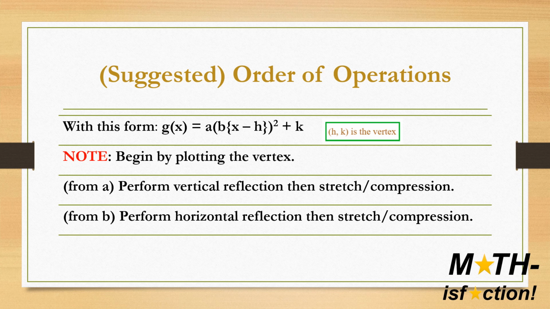Here's the suggested order. (H, K) is the vertex. Plot the vertex first. Then you can go from left to right. Working with A, you can deal with the vertical reflection and the vertical stretch or compression. Finally, working with B, you can deal with the horizontal reflection and the horizontal stretch or compression.